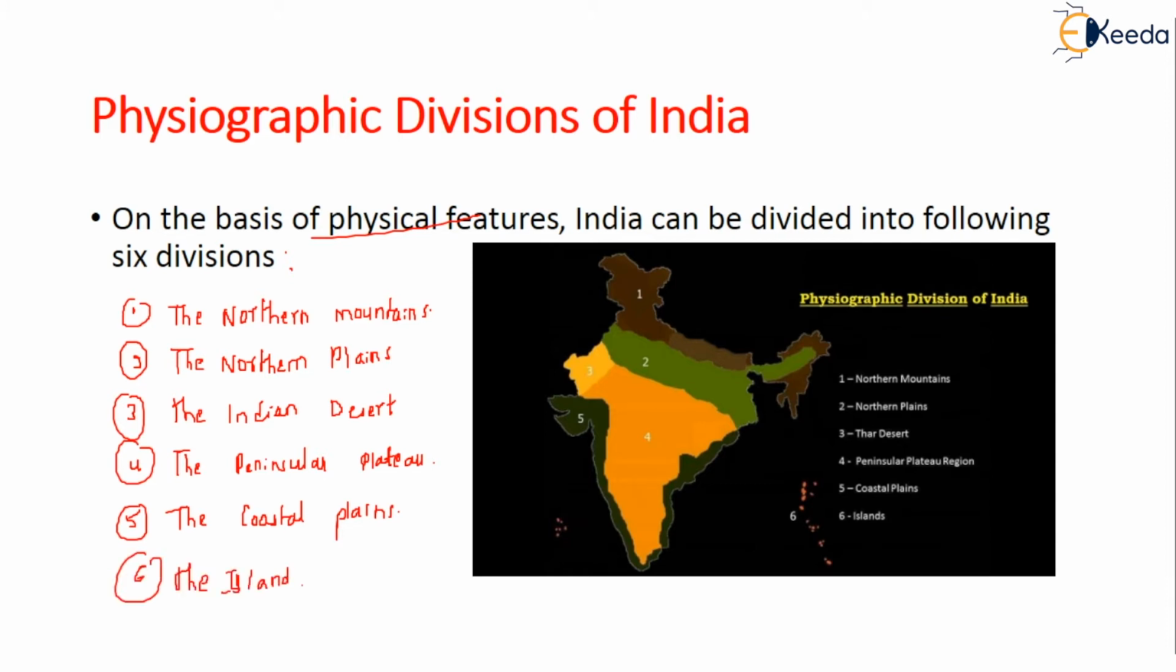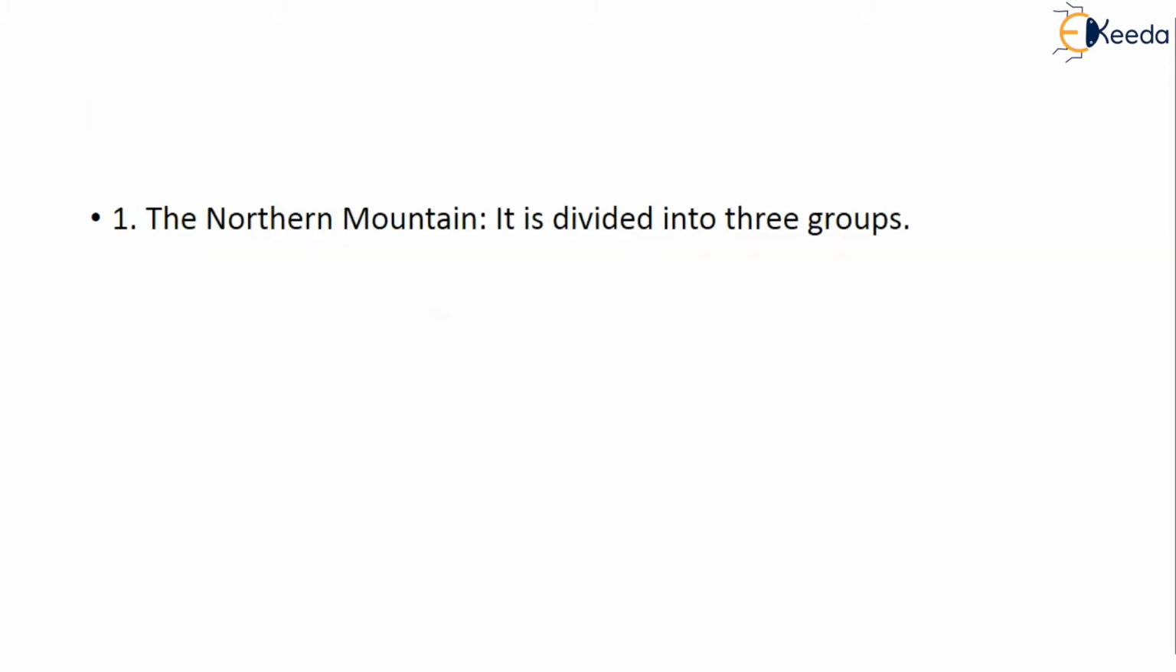Let us see briefly about each and every division in the upcoming slides. So again, the northern mountains are divided into 3 groups. What are those? The Himalayas, Trans-Himalayas and the Purvanchal Hills.